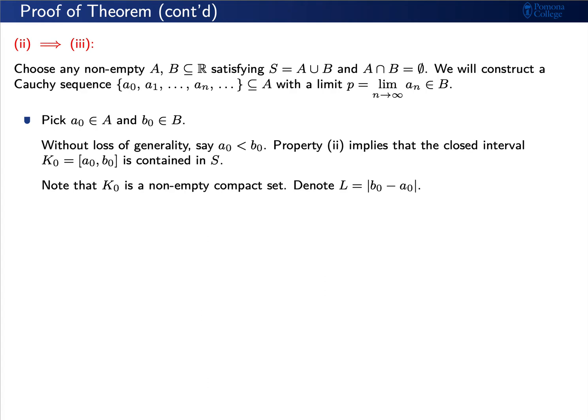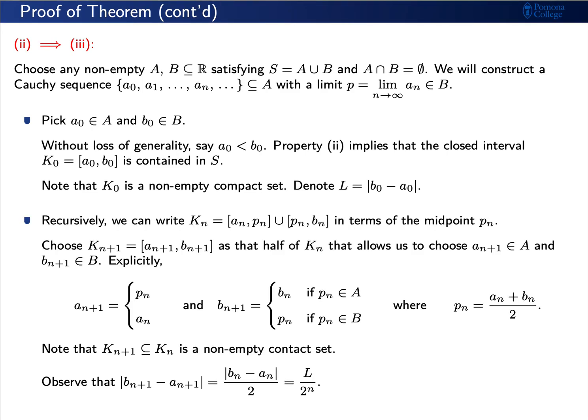Without loss of generality, let's say that a0 is less than b0. Then the second property implies that the closed interval K0 from a0 to b0 must be contained in capital S. Notice that K0 is a non-empty compact set, and we'll let capital L be the difference between b0 and a0. Recursively, we know that we can write K sub n as the union of closed intervals from a_n to p_n, and then from p_n to b_n, where the midpoint here is p sub n.